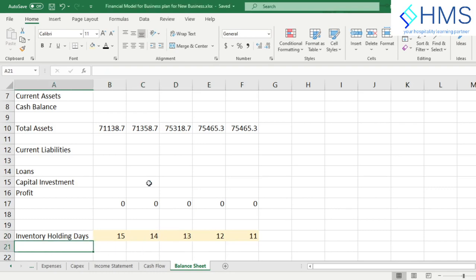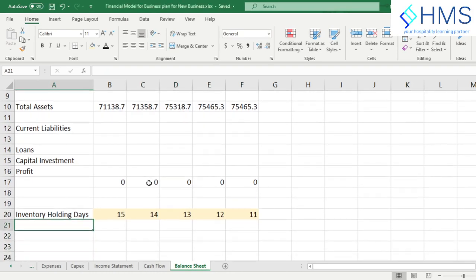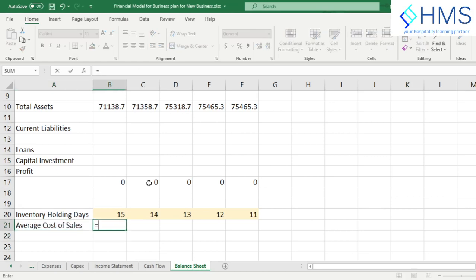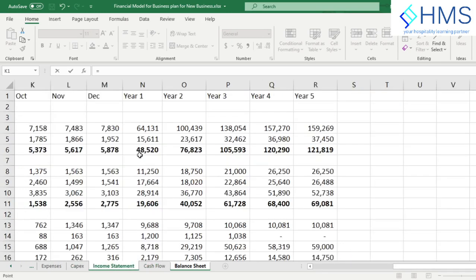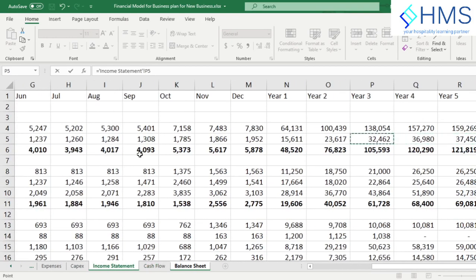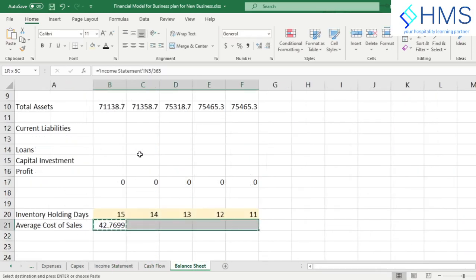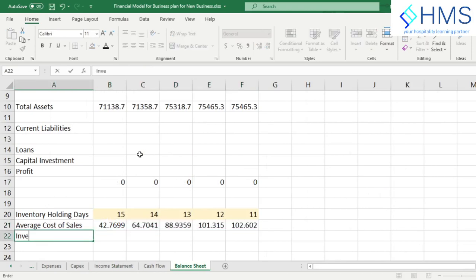So now how much inventory should I have? The formula for inventory holding days, if you remember, is total inventory divided by the average cost of sales. So the inventory will be average cost of sales multiplied by the number of holding days. So what is average cost of sales? Average cost of sales is in our income statement, we have that here, year one onwards, divided by 365. So this is our average cost of sales per day, and that will give us the inventory value.